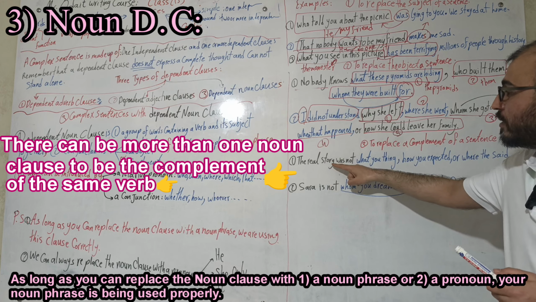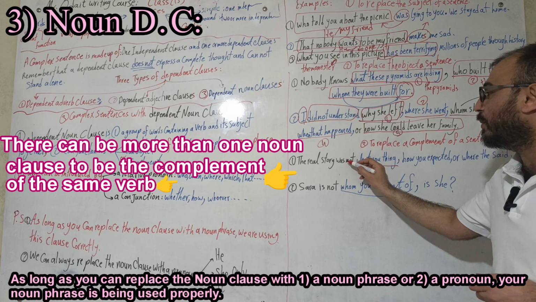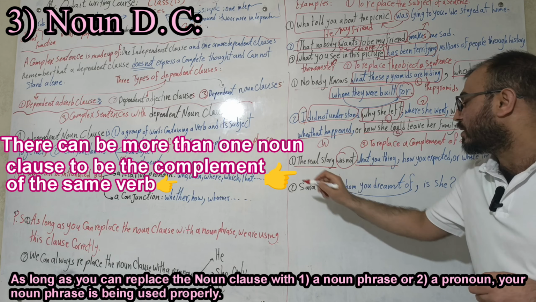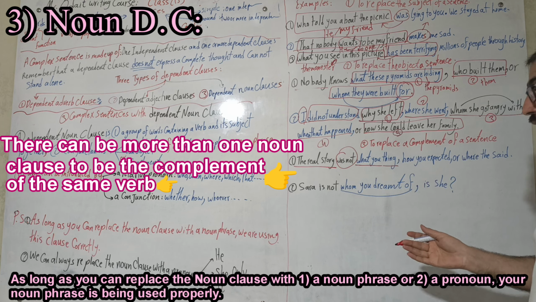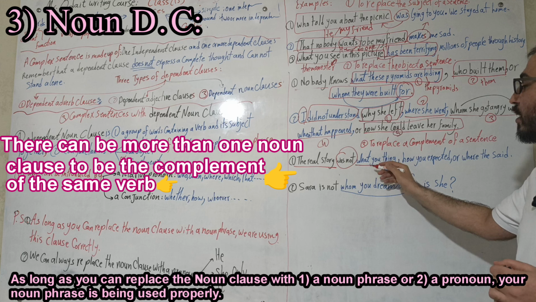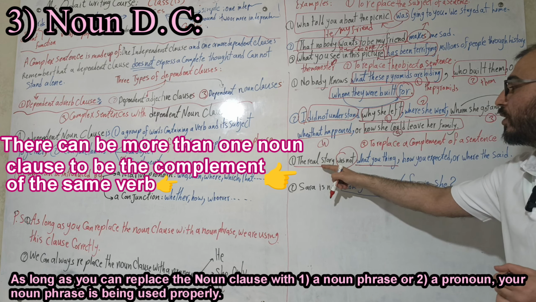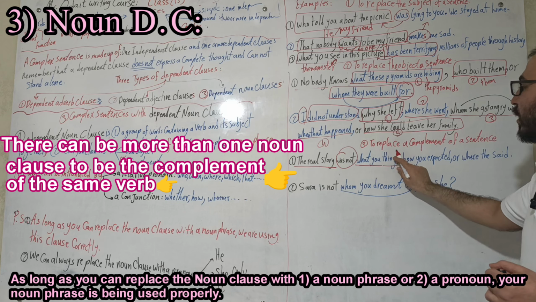Here, the real story wasn't what you think. Here we have the main verb. Here is verb to be. The subject is here. This is not an object because this verb is not transitive. It doesn't require an object. So it is not an object. It's a complement of a sentence. So the real story wasn't what you think.